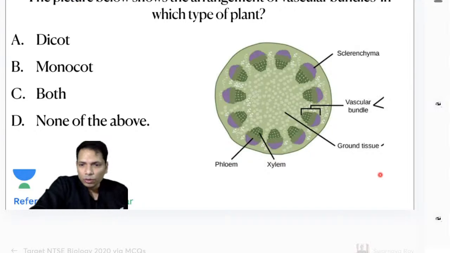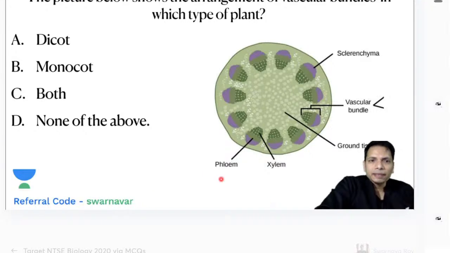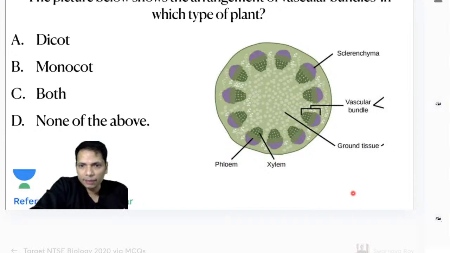The picture below shows the arrangement of vascular bundles in which type of plant? Dicot, monocot, both, or none of the above? Here the arrangement of the vascular bundles is seen in what type of plant? I'll give the poll.